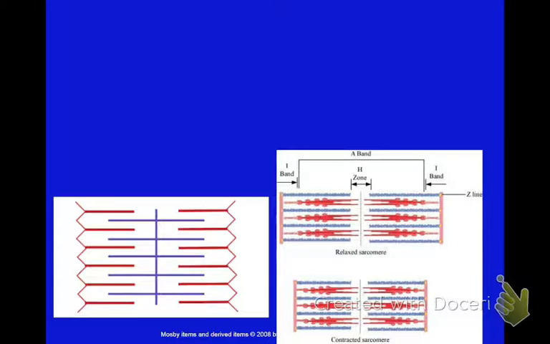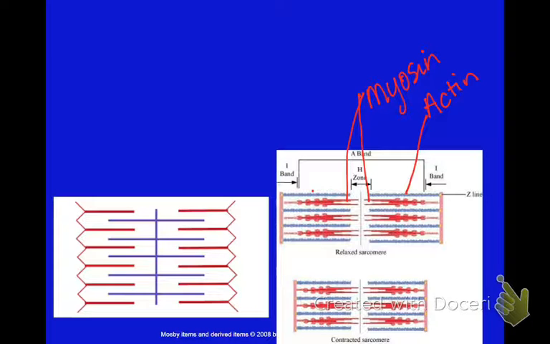Okay, so here are some that are there for you. And so can you see how these filaments here are thicker in size? So the thick ones are the, which ones? Myosin. And the thin filaments, the blue, are the actin filaments.